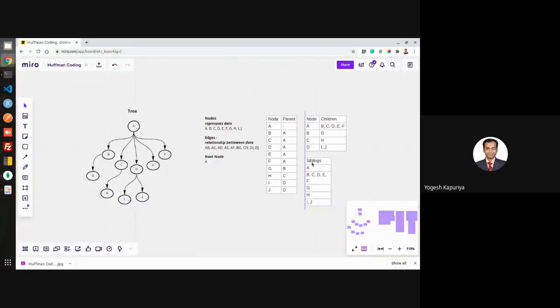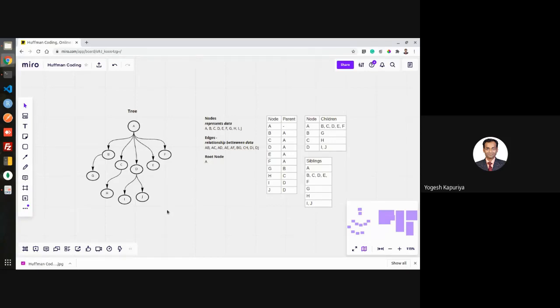Right. So what is sibling? Sibling means that both the nodes are having the same parent. So here B, C, D, E and F are siblings because all of them are having a single parent, that is A. Similarly, I and J both are siblings because they are sharing the same parent, so it is D. So this is all about the relationship.